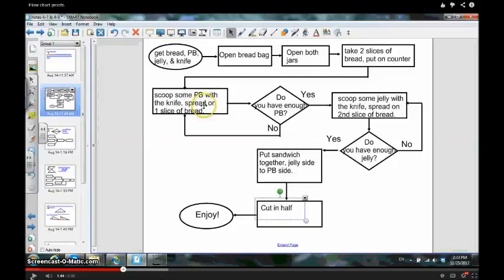First, you open the bag. Then you have to open the jars. You take the 2 slices and put it on the counter. Maybe one other step, if we were really going overboard, we'd say, get a knife out of the drawer.